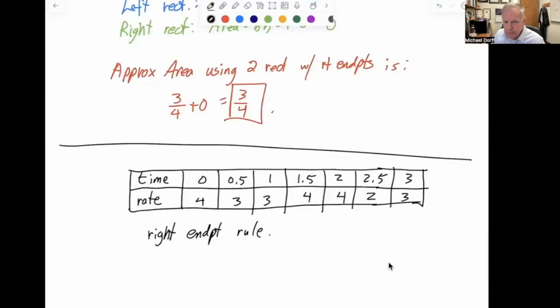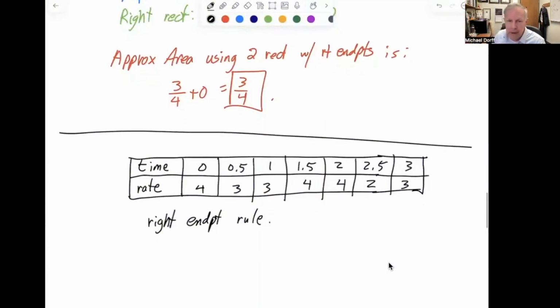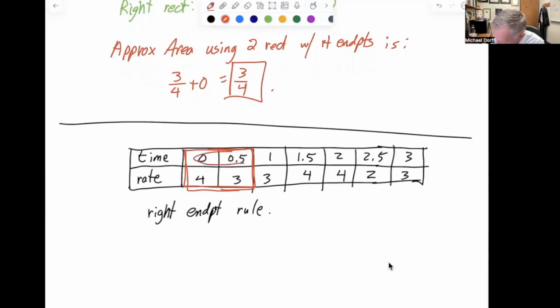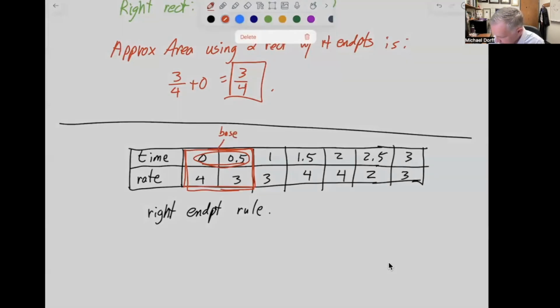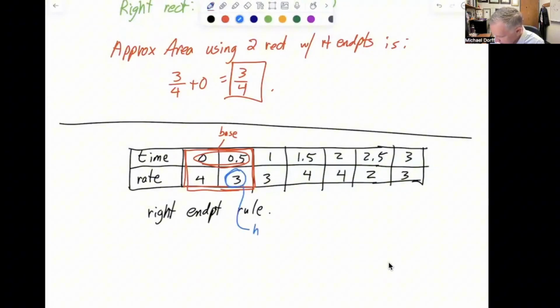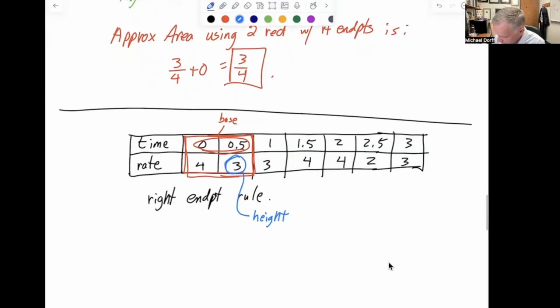Here's the reproduction of the table, and we've got the right endpoint rule. Each connecting block there represents a rectangle. My base is represented by here. That's my base, so the base is a half. Then my height is going to use the right point. So this represents my height for the first rectangle. In that first rectangle, rectangle 1, I've got base times height, which is a half times 3.